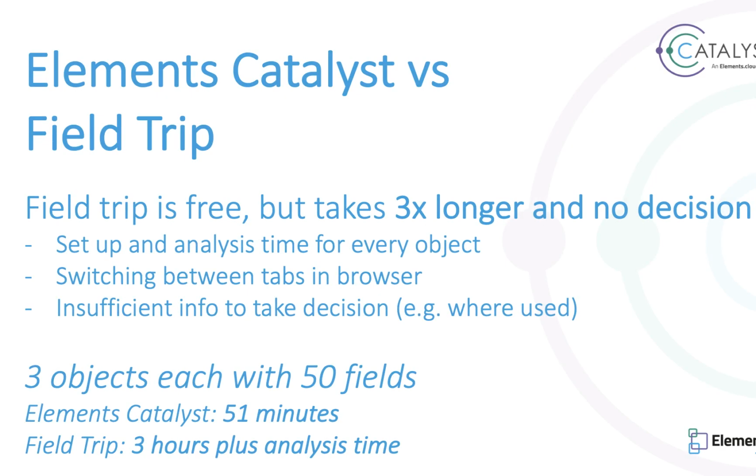So the result is that Elements Catalyst is 3 times faster than Field Trip. But with Elements Catalyst, you can actually reach a decision. In many cases, with Field Trip, you can't. So whilst Field Trip is free, there actually is a huge cost associated with using it.